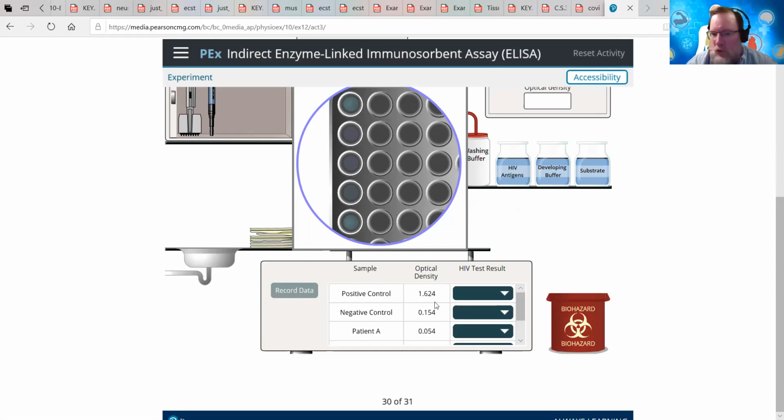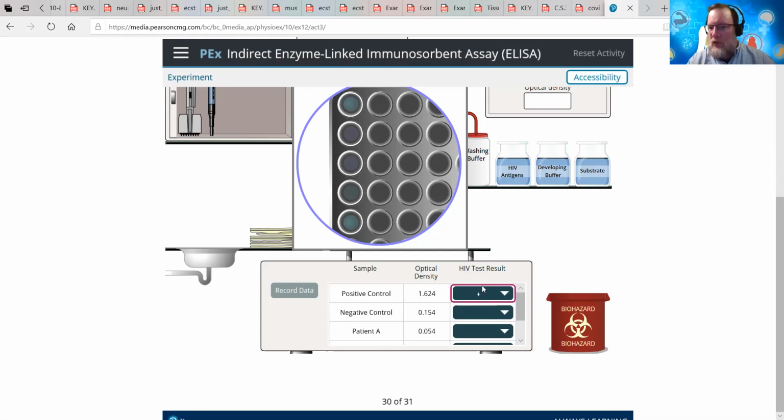So our positive control, good, we did it correctly, we mixed our chemicals properly, added things at the right time. The reason we do both positive control and negative control is because we want to make sure that our serums are correct, and that our HIV antigen, developing buffer, substrate, and everything we're doing is going to make sense along the way with each of the patients.